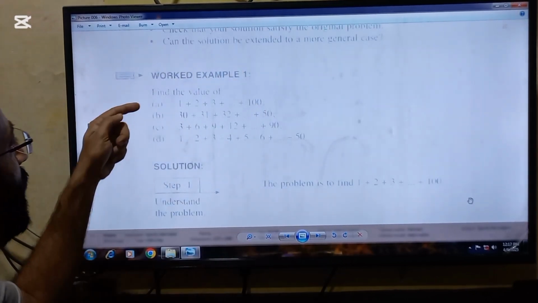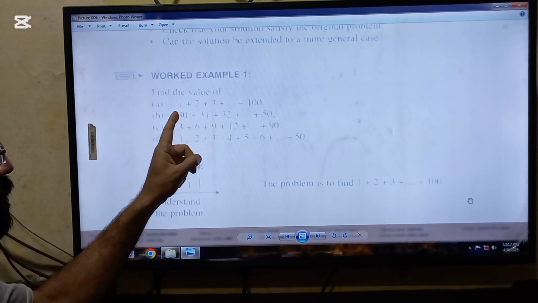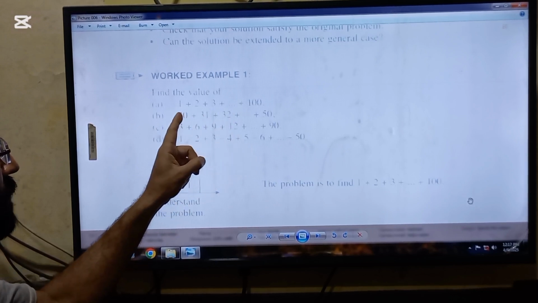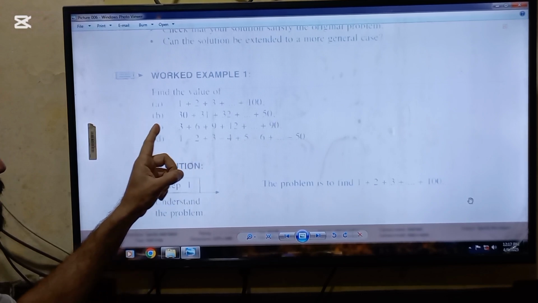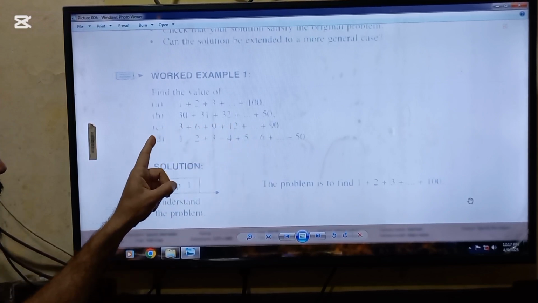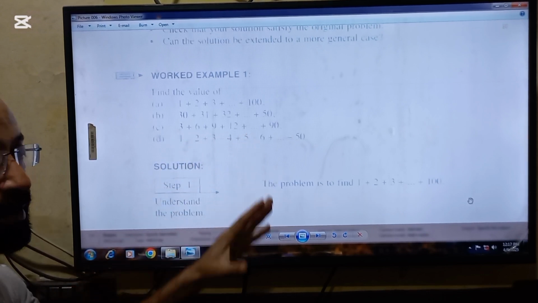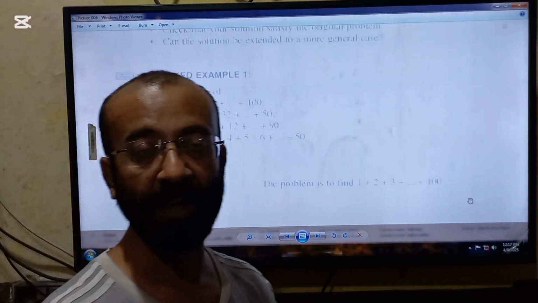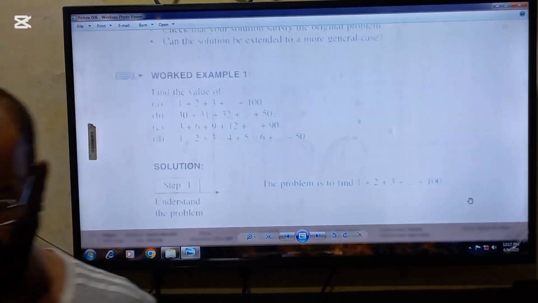For example, in parts A, B and C you can see the difference is the same, because in part A the difference is 1 in consecutive terms. In part B the difference is again 1 in the consecutive terms. In part C the difference is the same, that is 3 in the consecutive terms. So the first 3 parts will be solved by a method which I'm going to give you.